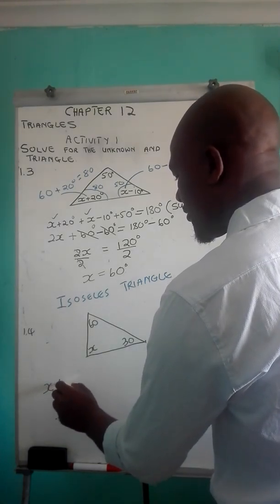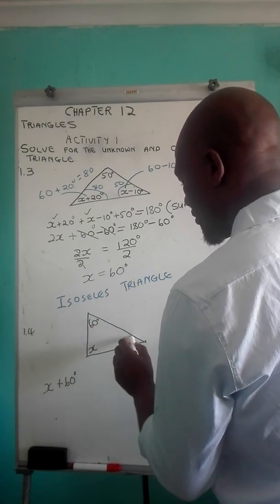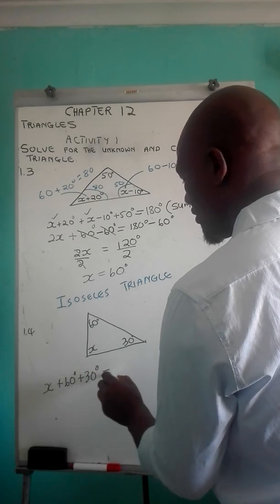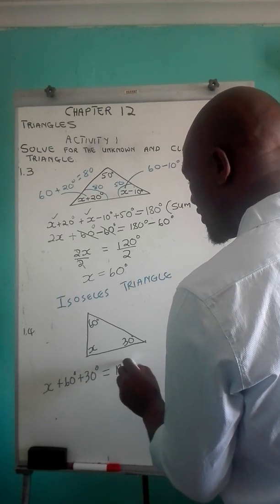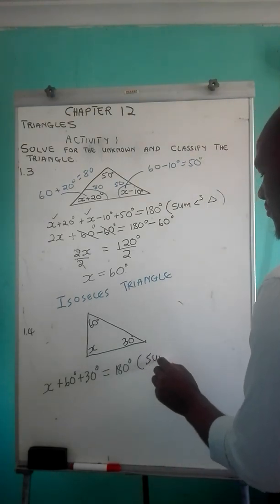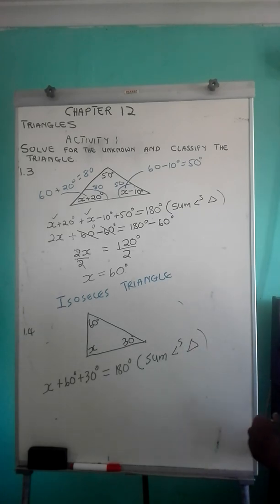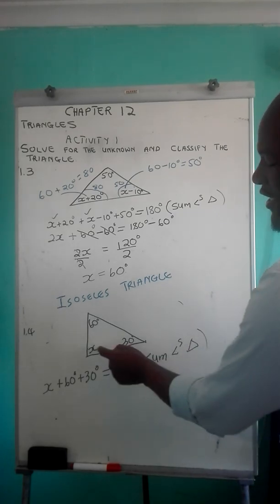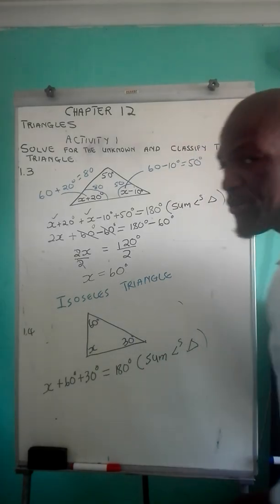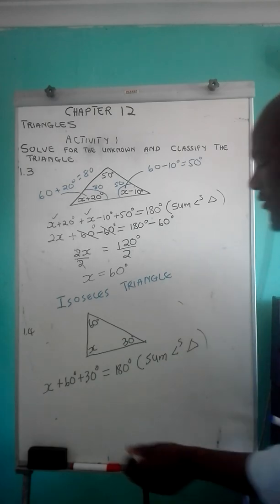x plus 60 degrees plus 30 degrees equals 180 degrees. Why? Sum of angles in a triangle. If you add the interior angles of a triangle, surely they will sum up to 180 degrees. Always, the sum of the angles of a triangle.